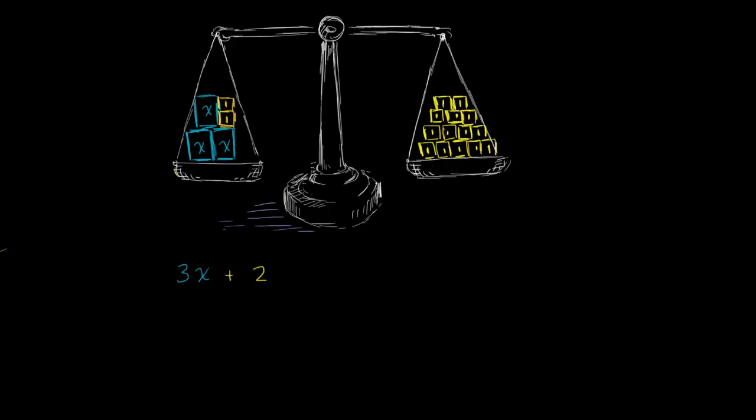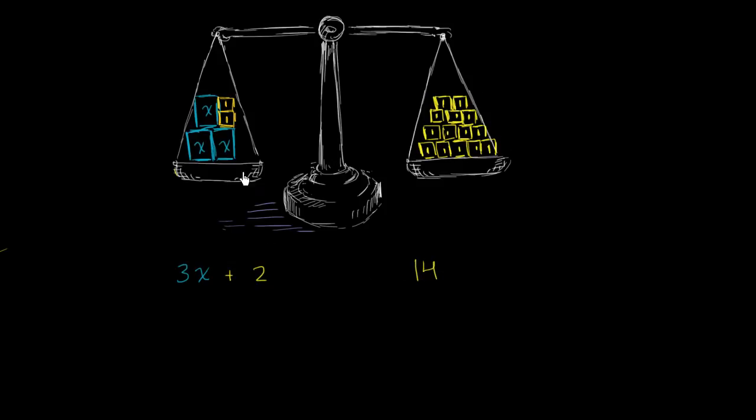Now let's think about what we have on the right-hand side. We just have to count these. We have 1, 2, 3, 4, 5, 6, 7, 8, 9, 10, 11, 12, 13, 14. 14 blocks each have a mass of 1 kilogram. So the total mass right over here is going to be 14 kilograms.